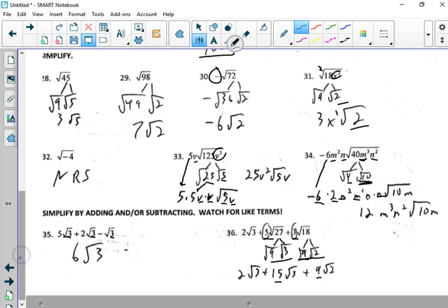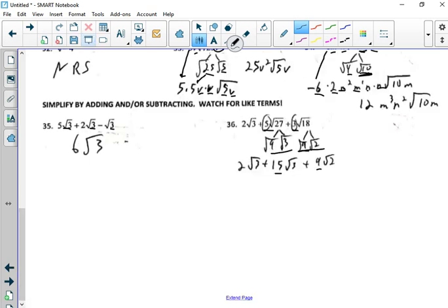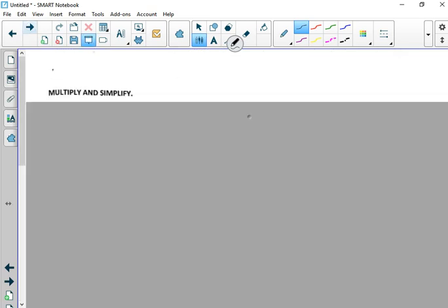And then, oops, I forgot one more step. Alright, simplify that, I did not. So 15 of these plus 2 of these is 17 of those, and then 9 root 2. We have to simplify all the way.